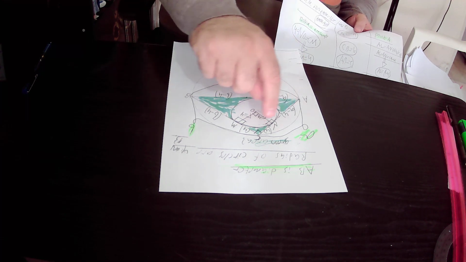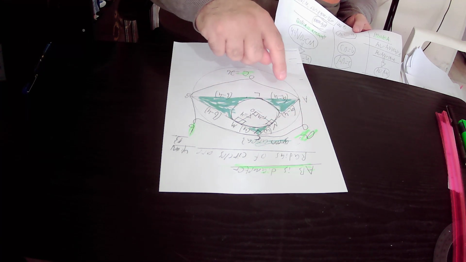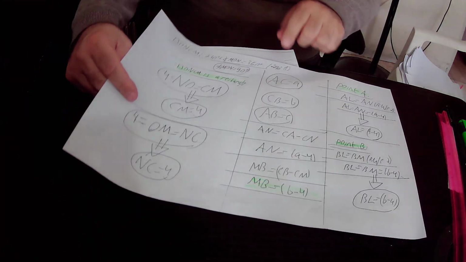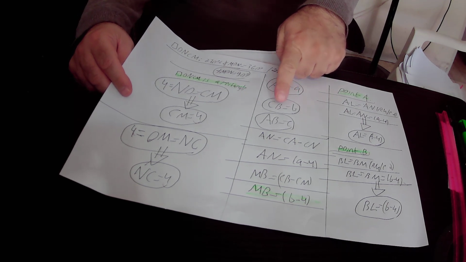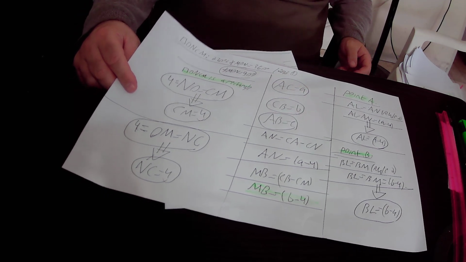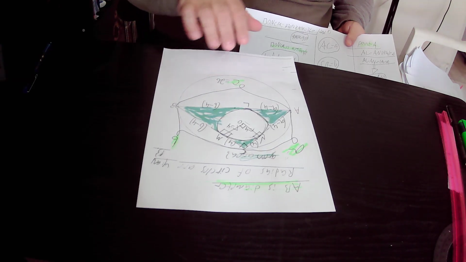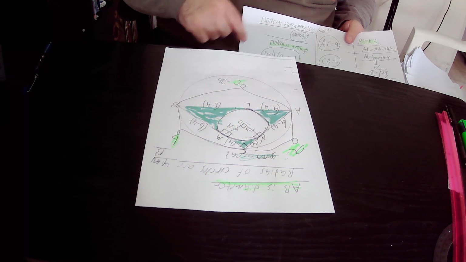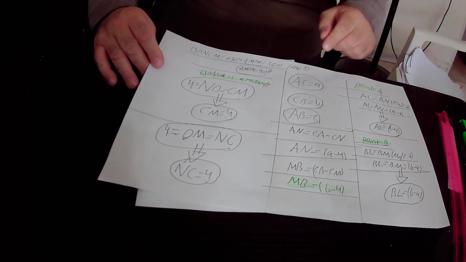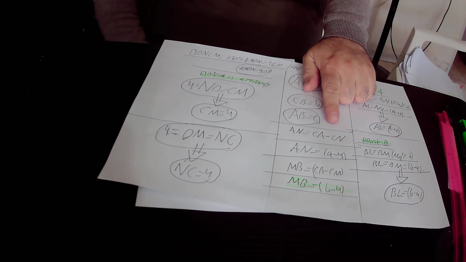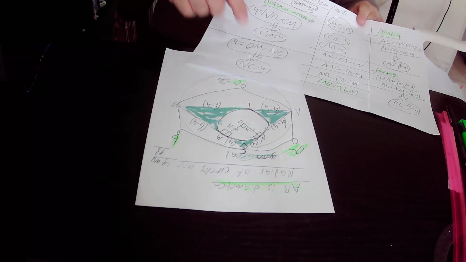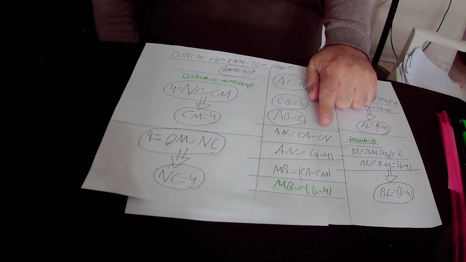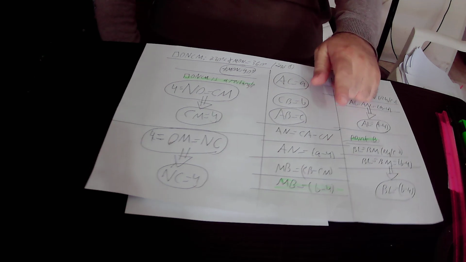Then we define side AC as A, side AB as C, and side CB as B. Here, AC equals A, CB equals B, and AB equals C according to our definition. So what is the length of side AN? AN equals CA minus CN, so AN equals CA, which is A, minus CN, that is 4. So in conclusion, we found out that AN equals A minus 4.